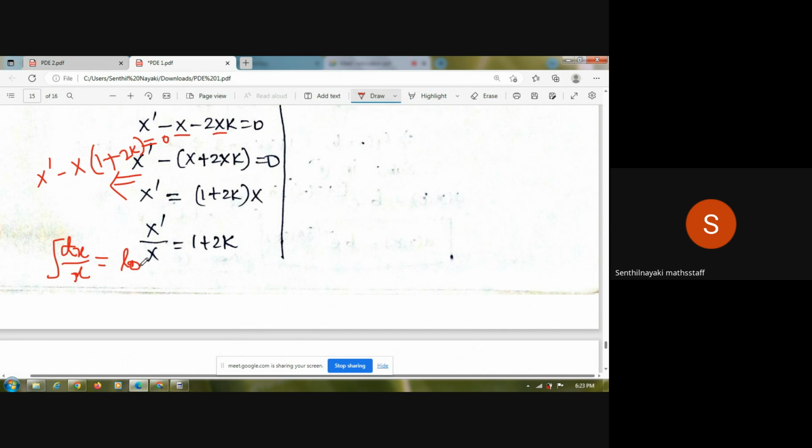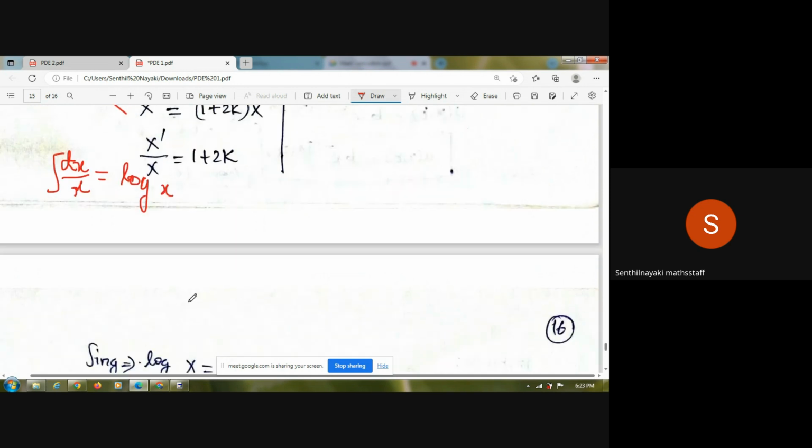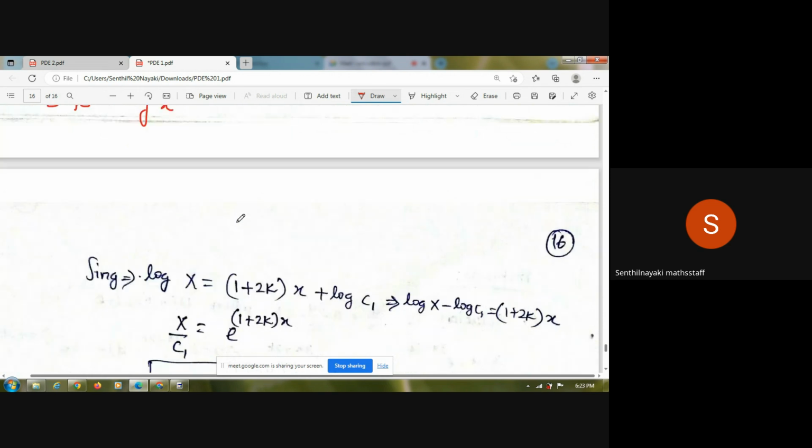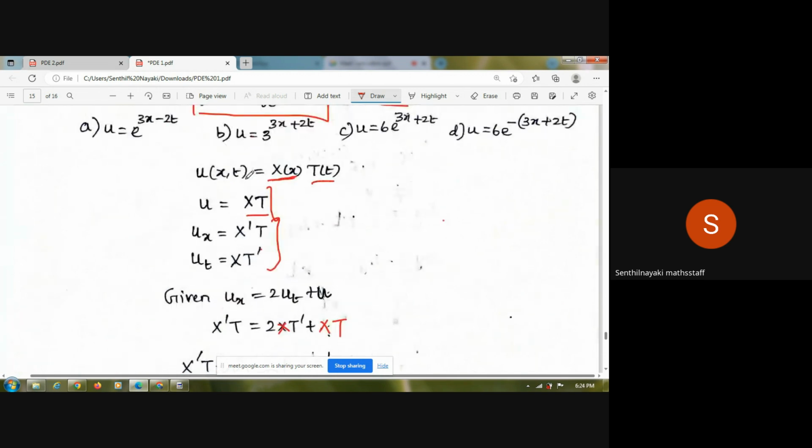Isn't it? The same formula is used here. So X'/X integrates to log X. The right side term 1 plus 2k is a constant because 1 and 2k are all constant. So it becomes 1 plus 2k into x, because here the independent variable is x. Capital X is a function of small x, so we are assuming that.